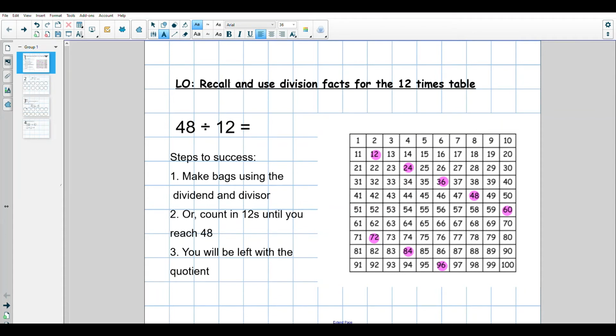Today we will learn to recall and use division facts for the 12 times table. So, looking already, you might receive a question like this: 48 divided by 12. Now, I've got the steps to success here.